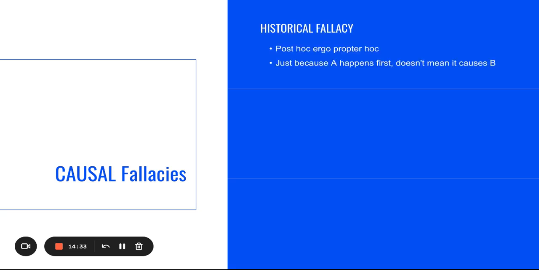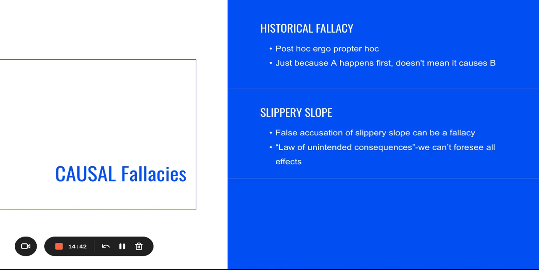Causal fallacies. Historical fallacy: post hoc ergo propter hoc. Just because A happens doesn't mean it causes B. Slippery slope. I think this is one we've heard a lot. I find that sometimes I say that a lot.